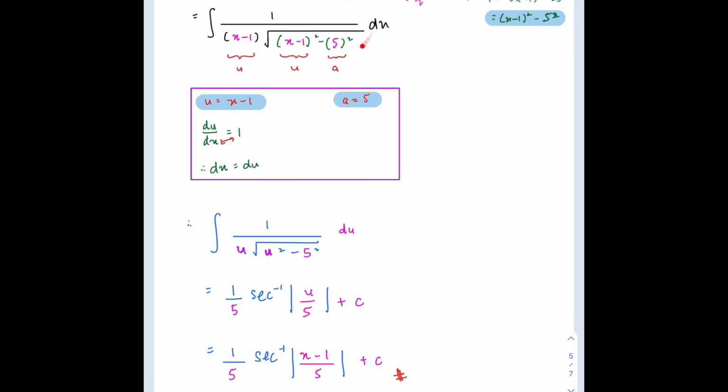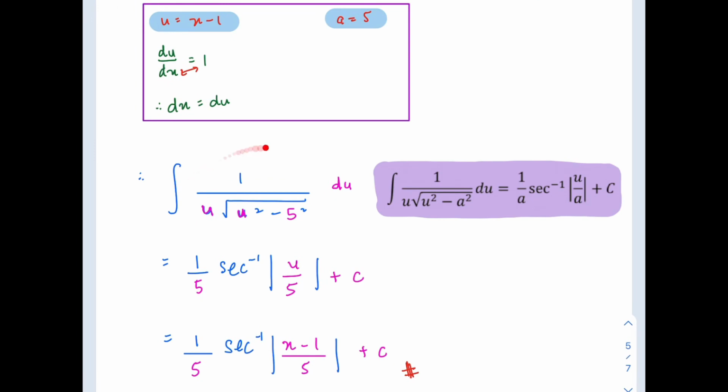Therefore, let us now solve this equation. So let's rewrite this in terms of u. So this is just the integral of 1 over u square root of u squared minus 5 squared. Let's rewrite it as that, and then let's rewrite our dx in terms of du, which is dx is just equal to du. So just write it back. Now, if you compare this question with this formula that we have here, this is very similar and we are ready to integrate it straight away.